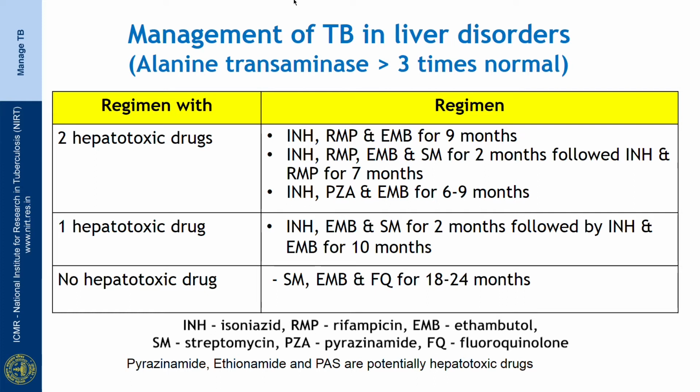If we use one hepatotoxic drug in the regimen, then the treatment would be INH, ethambutol and streptomycin for 2 months, followed by INH and ethambutol for 10 months. If we have to use a regimen without any hepatotoxic drugs, then streptomycin, ethambutol and fluoroquinolone for 18 to 24 months is recommended. Pyrazinamide, ethionamide and PAS are potentially hepatotoxic drugs.